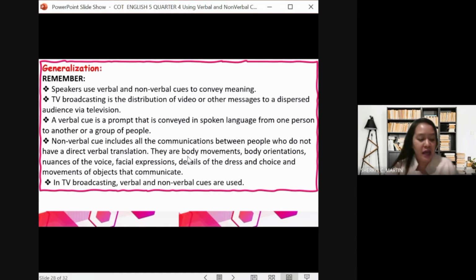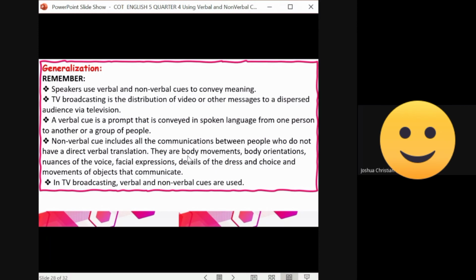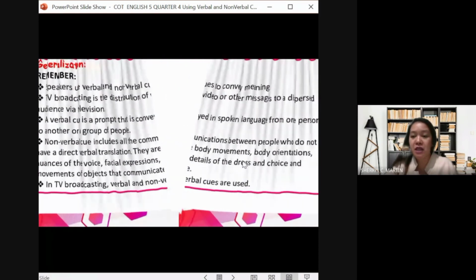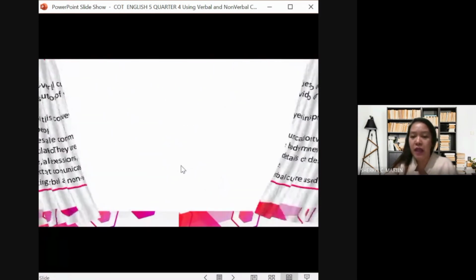Very good. And last one, can I call Kinol? Kinol, come in. In TV broadcasting, verbal and nonverbal cues are used. Okay. So aside from TV broadcasting, you can also apply it in other instances. Yung mga verbal and non-verbal. Especially in school. Thank you very much.